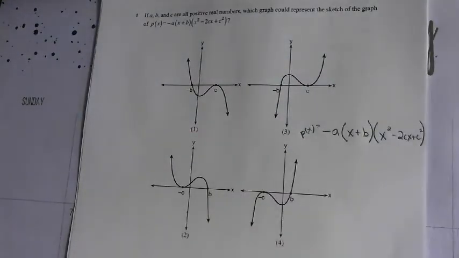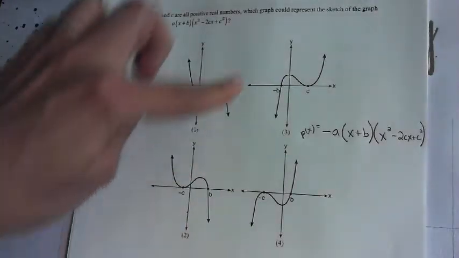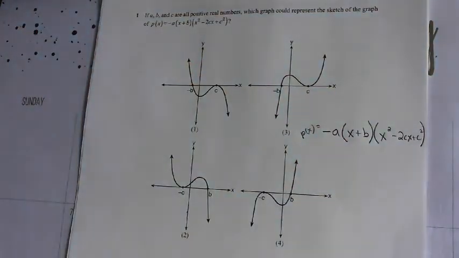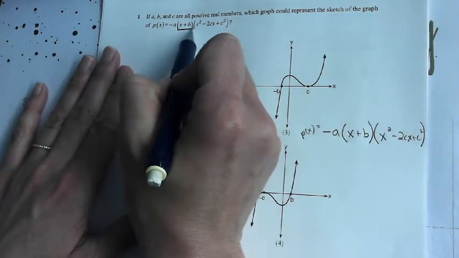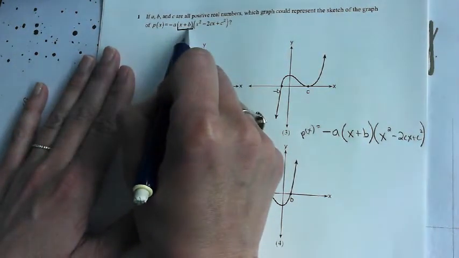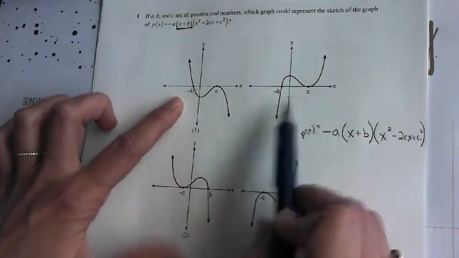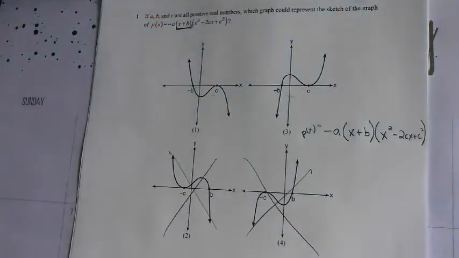Okay, on the count of 3, hold up 1, 2, 3, or 4. Ready, set, go. Wow. Uh-oh. Okay. So I did see the most 1s and 3s, I think. And I kind of expected that because of this factor right here. X plus B means you have a root at negative B. And those are the only two that have that. So right away, there's that.